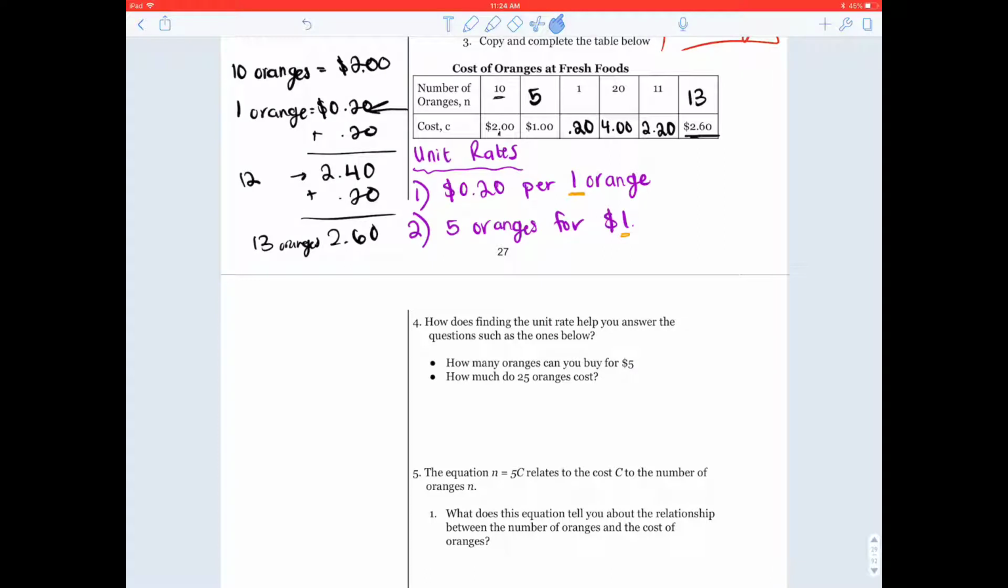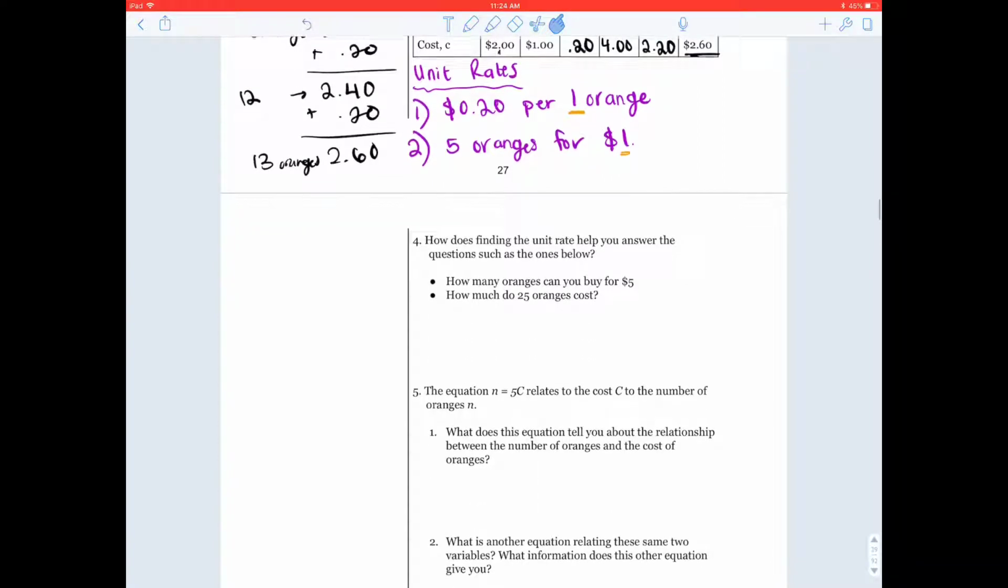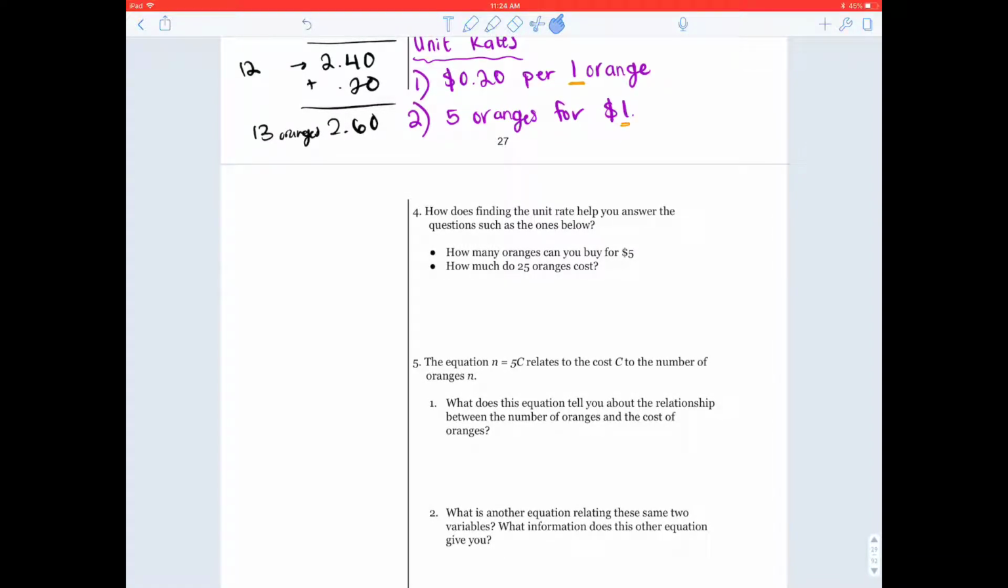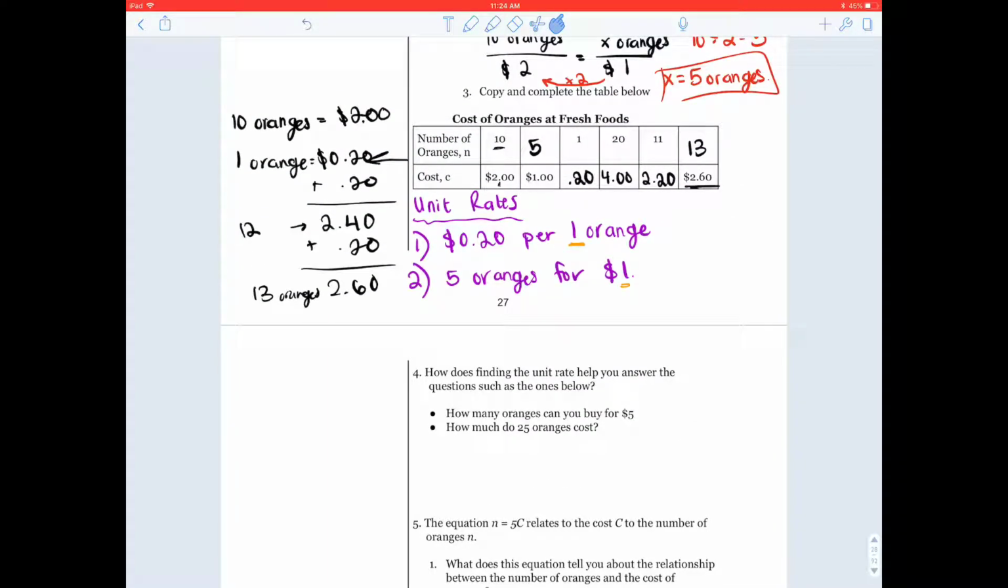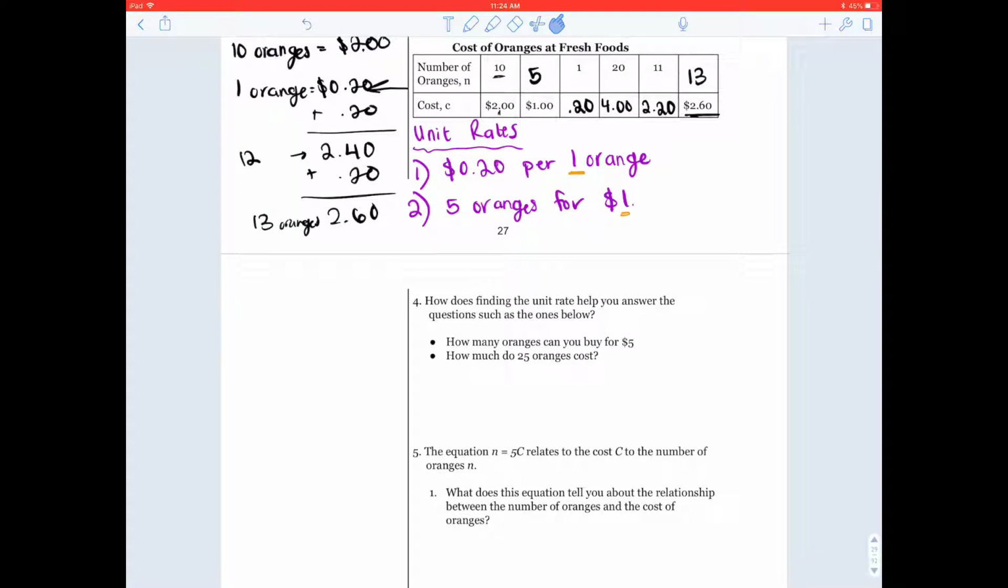How does finding the unit rate help you answer the questions such as the ones below? Take a moment and think about this. How did we use the unit rate to help us solve these types of problems? What did we do in question number 3? How did we find the cost for 20 oranges, or find how many oranges cost $2.60? Okay, think about it. Talk with your neighbors, please.